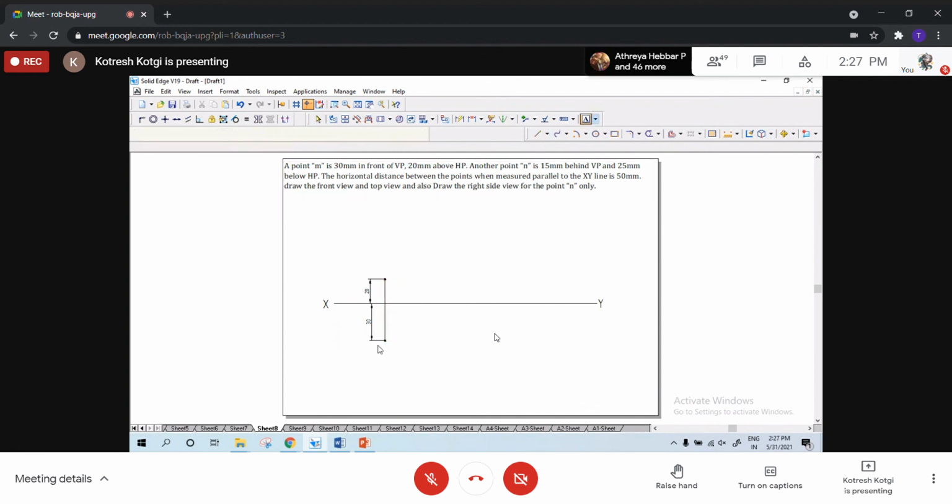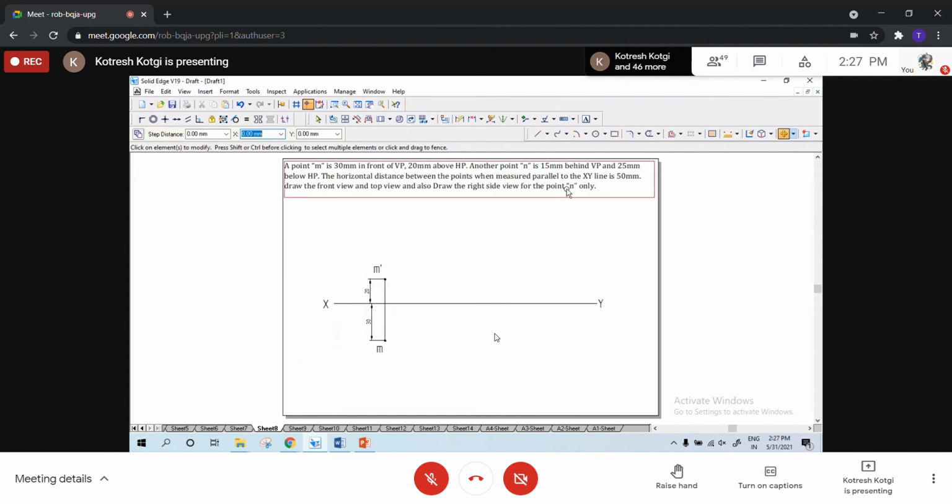Okay. Now I'll name it first. M dash. So this is M dash and then this is M. Okay. Now what is the next step? Now I should draw front view and top view of N. Okay. Now I will just complete the front view and top view of N.